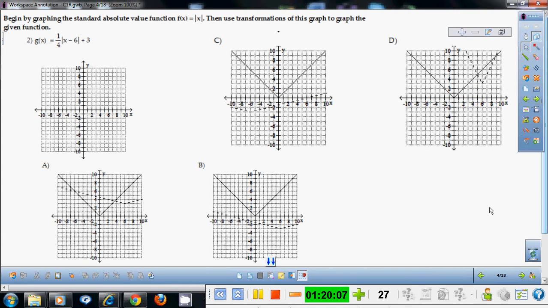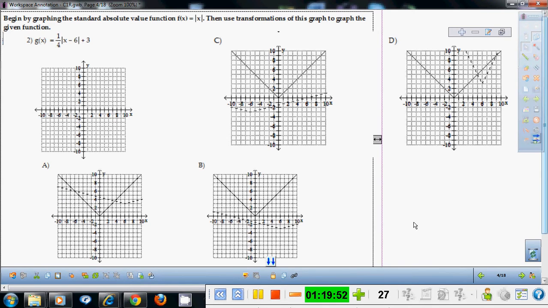Number 2. Take a second to look at that, and we'll answer this one. This is the kind that there's going to be 4 of. Now, notice the answers are a little out of order. I had to mix and match them to try to get them to fit on the screen together. There we go.